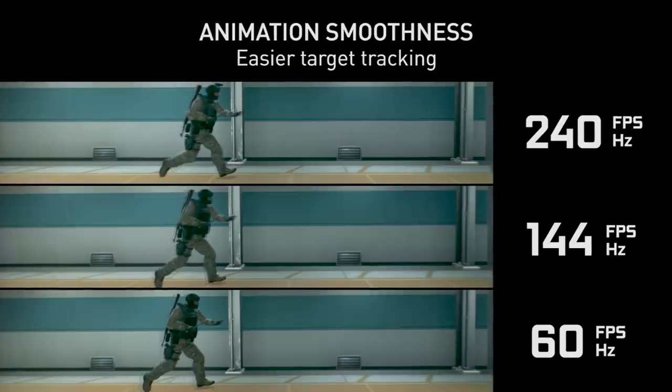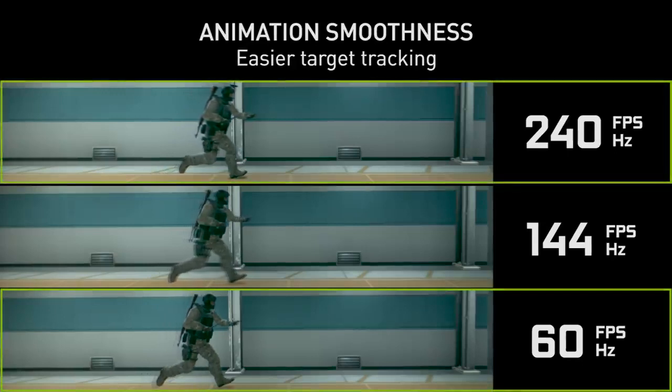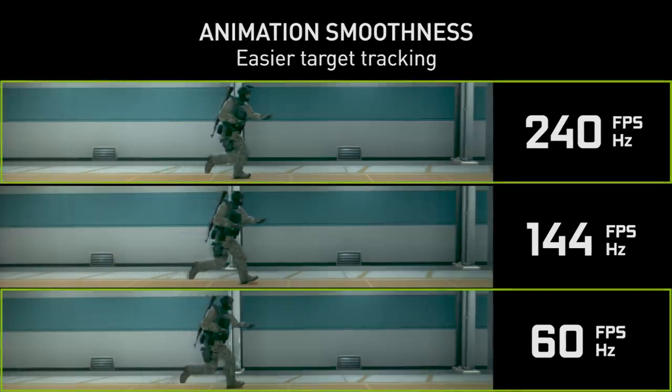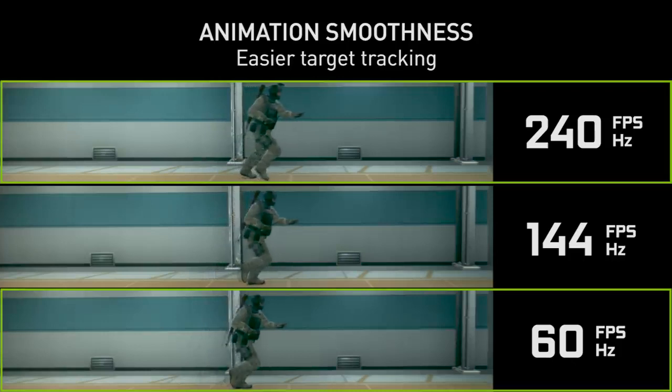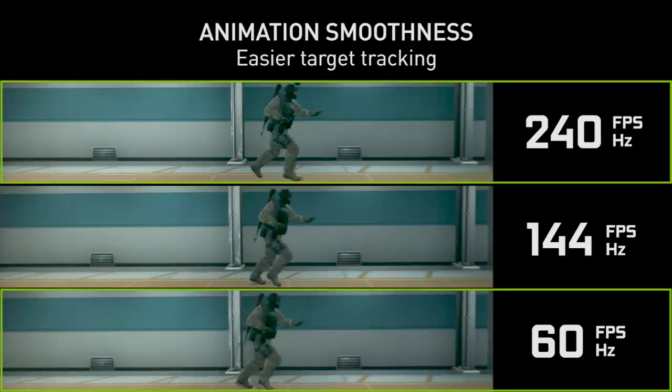Taking a look at this top and bottom, you can see that 60 frame and 240 frame rate video have a very different feel in terms of smoothness. The 60 frame rate video has much larger animation steps, making it feel much less smooth than the 240 frame per second video. Next up is ghosting.